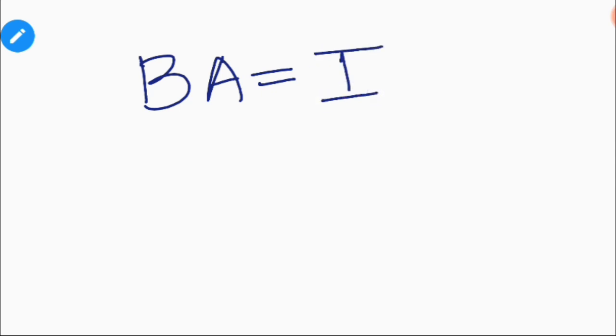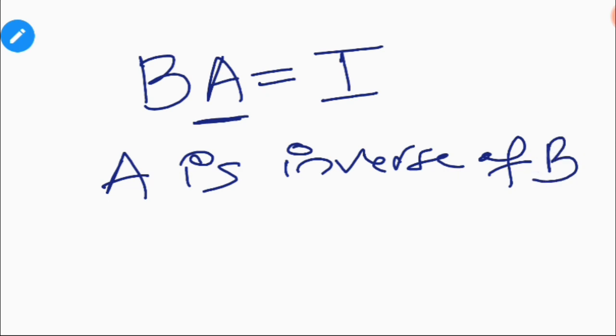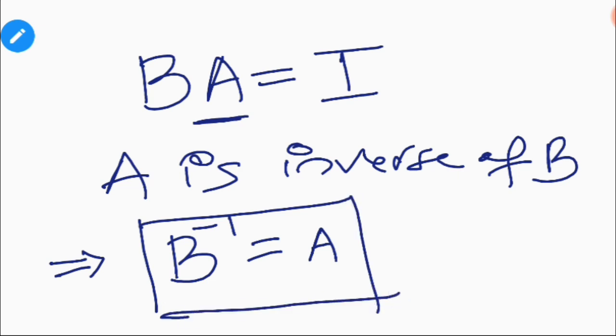If BA equal to the identity matrix I, then A is called the inverse of B. A is the inverse of B. Using notation, we will write B inverse equal to A. Here B inverse equal to A.